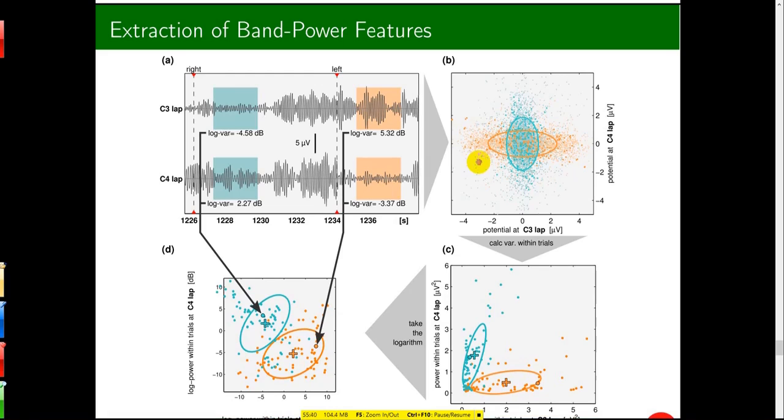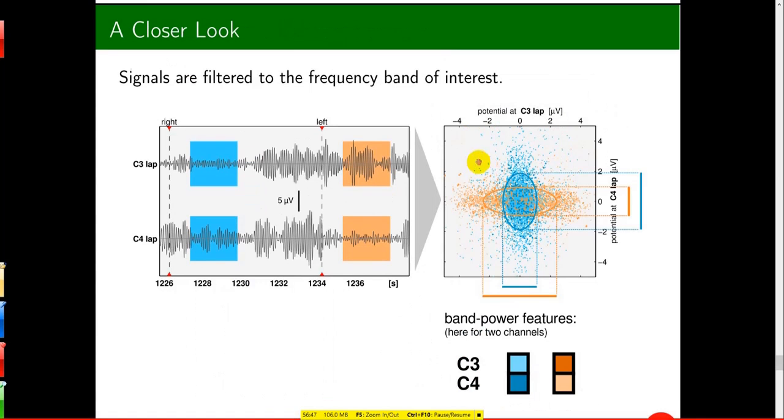And what do you see here? Much better. Right? And if you just take the logarithm of this variance, each point represents one single trial. Yeah, very nice. Kind of Gaussian distribution of two classes with the centers located here.